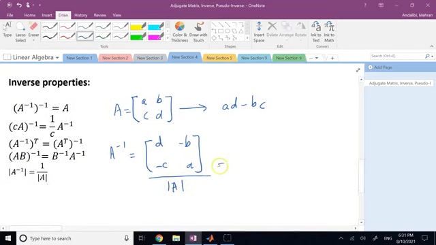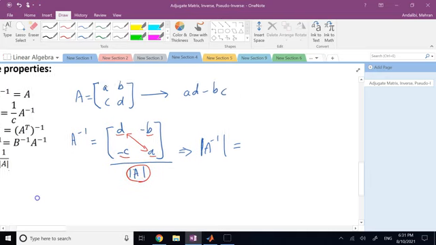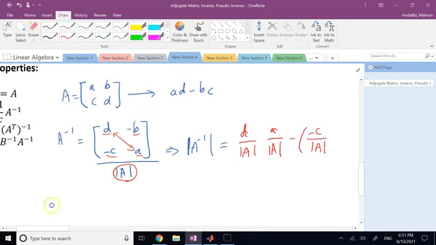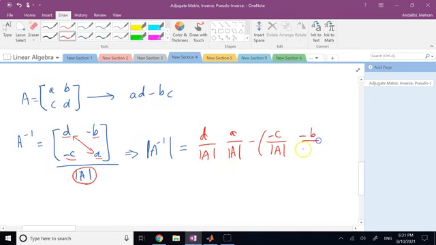So now what's the determinant of this A inverse? Well, again, it's a 2 by 2 matrix. It's going to be the product of the diagonals minus the product of the anti-diagonals. But remember, each and every entry in A inverse is divided by determinant A. So when you do that, it's going to be D over determinant times A over determinant minus negative C over determinant times negative B over determinant.